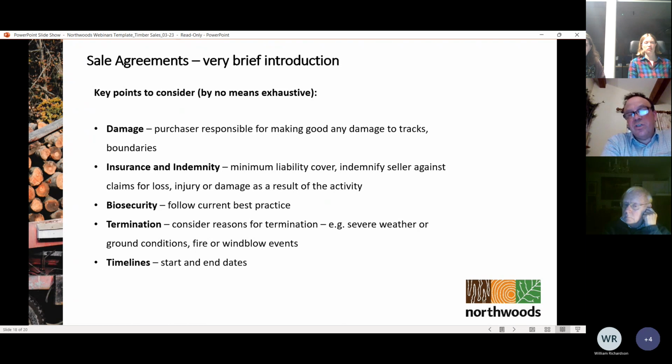An interesting one last year was that in spring 2022, there were a number of standing sales being sold. The guys were working their way through them. Storm Arwen comes along and the whole thing's flat round them. Whose risk is it? And what was the wording for the contract?